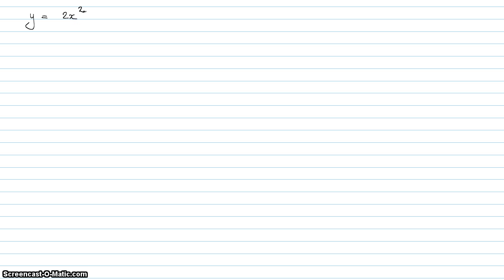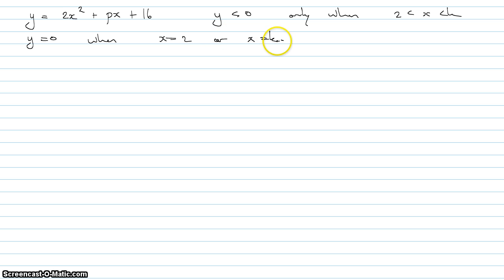y equals 2x squared plus px plus 16. And we know that y is less than 0 only when 2 is less than x is less than k. So this means that y equals 0 when x is 2 or x is k. So let's first of all use x is 2, y is 0.